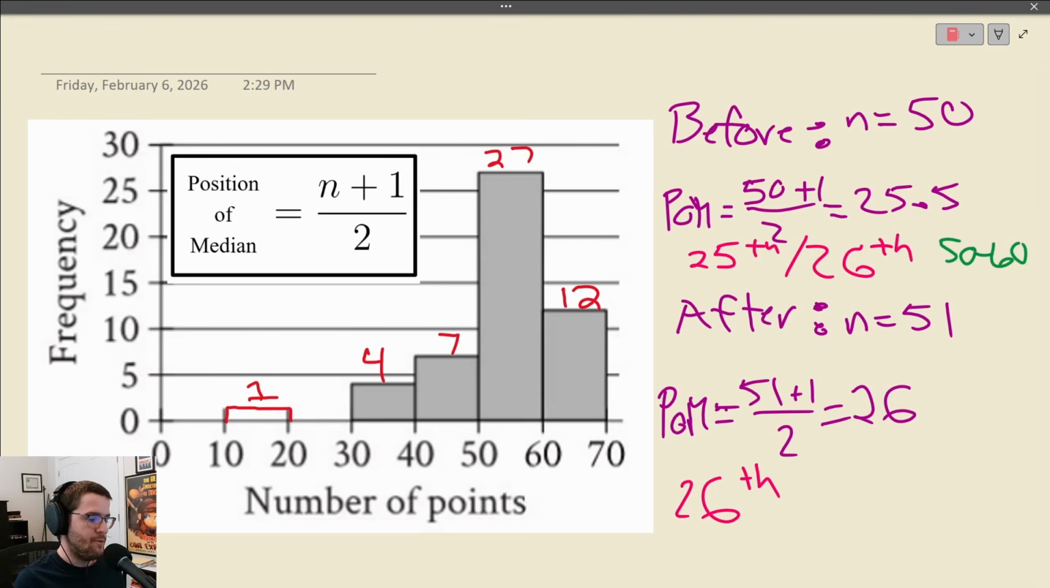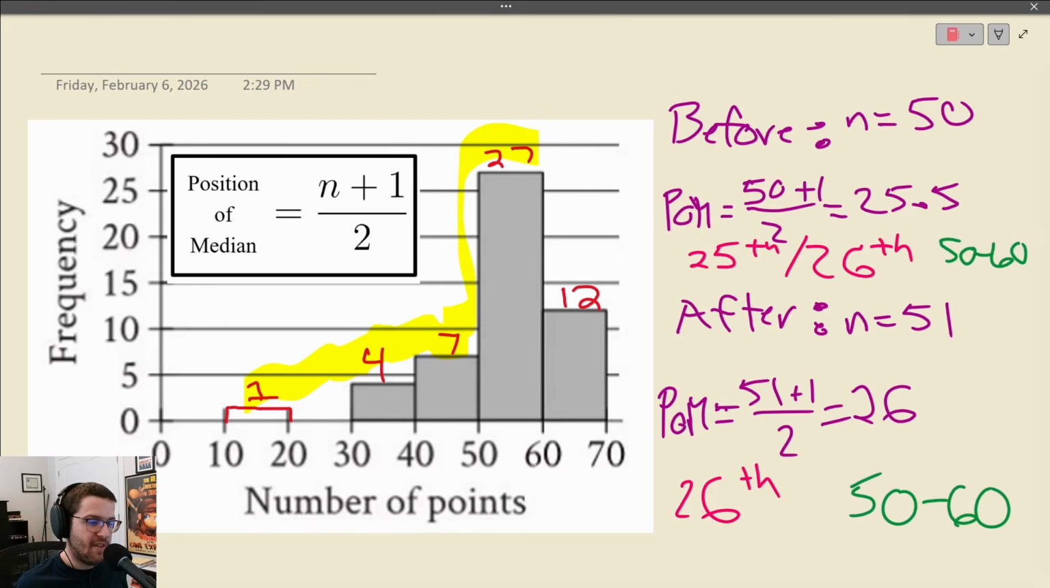So we do 1. Okay, 1 is too small. Okay, so let's do 1 plus 4. That's 5, still too small. Plus 7, that's 12. Okay, still too small. And then we're going to do plus 27. And once again, you can kind of see that one value didn't really throw it off that much. I get 39. So the 26th must have been in that box. We went over 26, right? 39 is way bigger than 26. So we again see that the median is between 50 and 60.